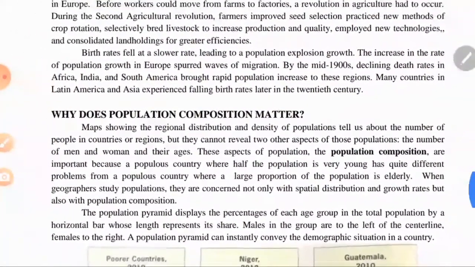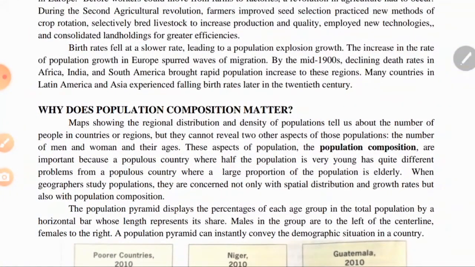Then why does population composition matter? Maps showing the regional distribution and density of populations tell us about the number of people in countries or regions, but they cannot reveal two other aspects of those populations: the number of men and women and their ages. These aspects of population, which is the population composition, are important because a populous country where half of the population is very young has quite different problems from a populous country where a large proportion of the population is elderly.